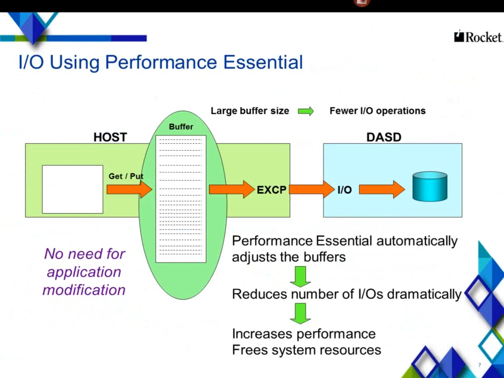In other words, Performance Essential can be installed in one of two modes. The first mode being implicit. This is where Performance Essential will optimize all I/O for the programs running unless it is told otherwise not to intercept. In explicit mode, Performance Essential will optimize only those programs that are specified.